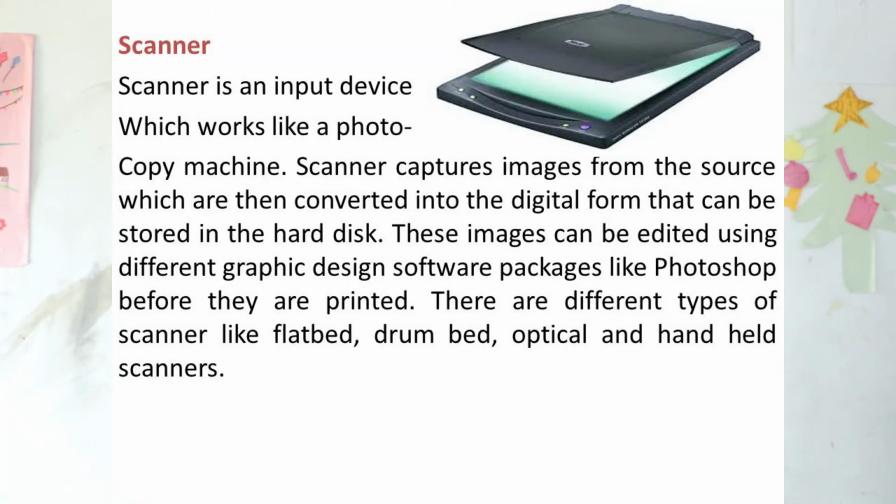And third one is scanner. Scanner is an input device which works like a photocopy machine. Scanner captures images from the source which are then converted into the digital form that can be stored in the hard disk. These images can be edited using different graphics designs, software packages like Photoshop before they are printed. There are different types of scanner like flatbed, drumbed, optical and handheld scanner.